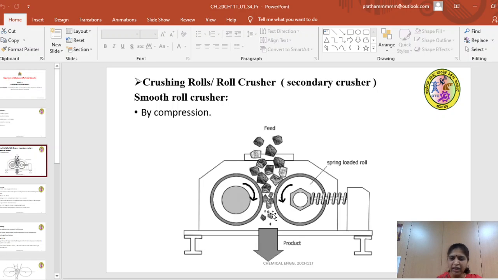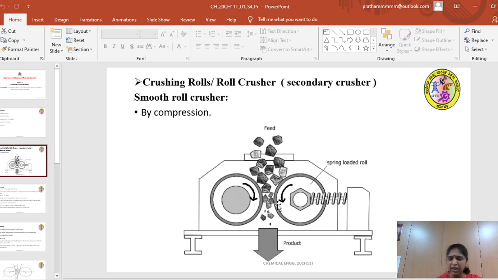The product we are taking from the bottom here. Two rolls which are mounted opposite to each other and which rotate in opposite direction, and it is mounted with a spring loaded roll to the shaft. So the feed is being admitted in between the rolls, and the gap between the rolls can also be adjusted.